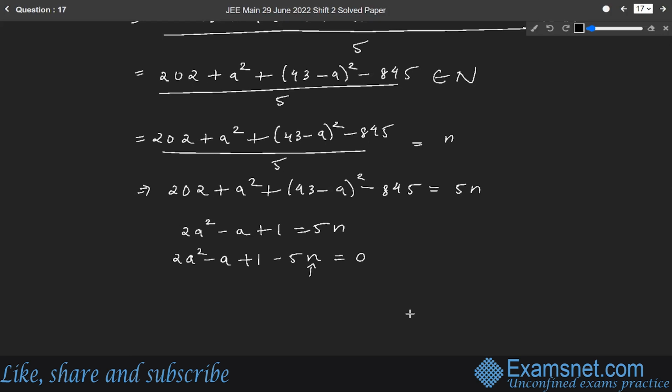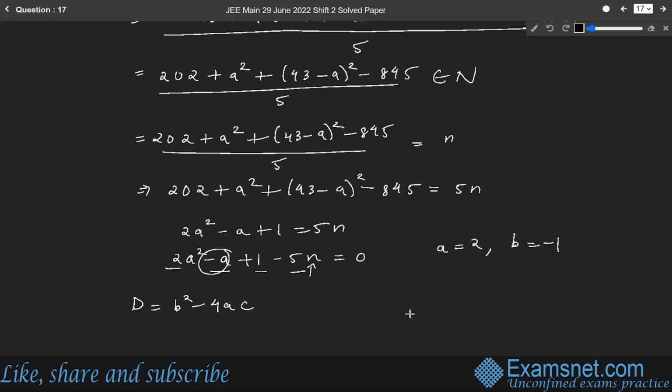Okay. And we know that this equation must have solutions as natural numbers. So how to find the roots or the solutions for this equation? We can do one thing. We can find the value of the discriminant. Discriminant is denoted by D and it is always equal to b square minus 4ac. Here in this equation, when we compare the values, what is the value of a? A is the coefficient of a square. So a is 2. B is the coefficient of a. What is the coefficient of a here? Minus 1.